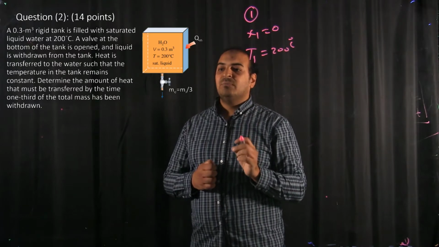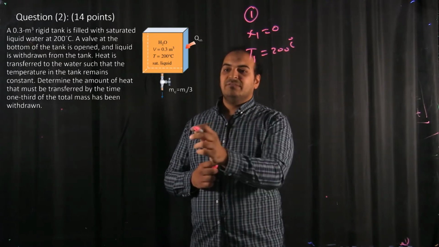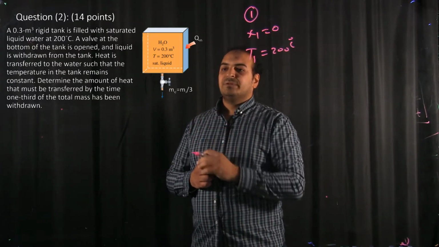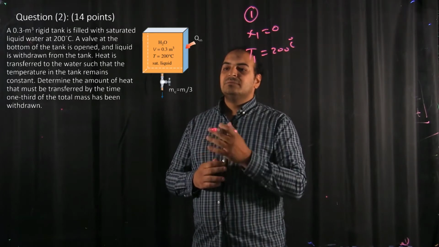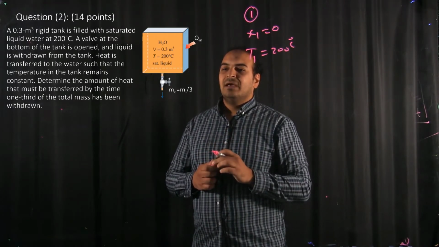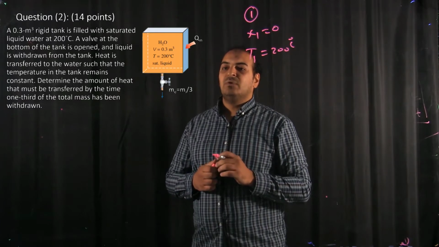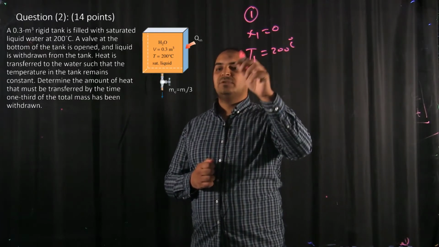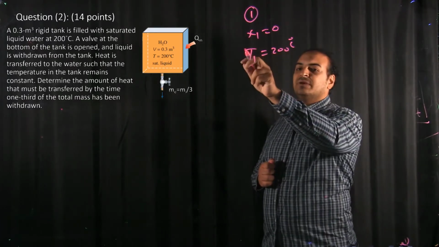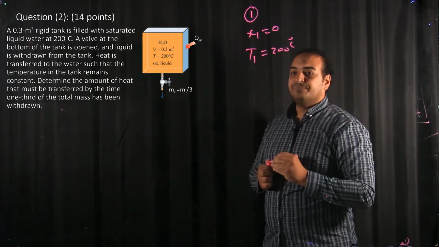A valve at the bottom of the tank is open. There was a valve here. This one, it's open. And the liquid is withdrawn from the tank, heat is transferred to the water. We add heat. This Q high, can you see it? This one here, add to the system. Q high.